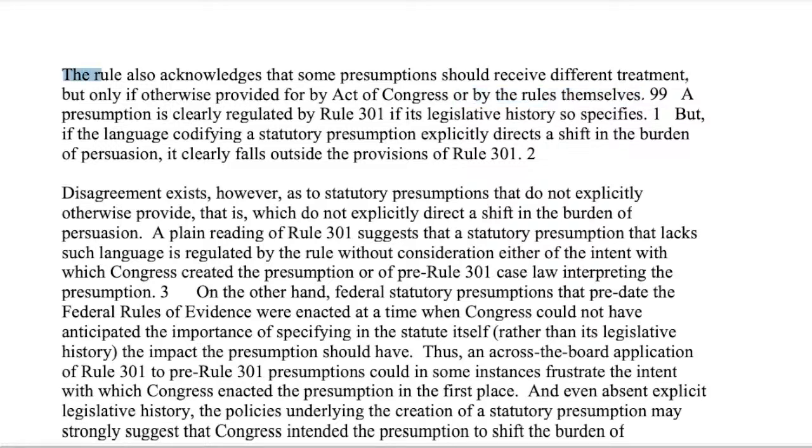You see, this is important here. Some presumptions should receive different treatment, but only if otherwise provided for by act of Congress. If there's not an actual statute at large, then there's nothing that would acknowledge they should receive different treatment, or by the rules themselves. A presumption is clearly regulated by Rule 301 if its legislative history so specifies. But if the language codifying a statutory presumption explicitly directs a shift in the burden of persuasion, it clearly falls outside the provisions of Rule 301.